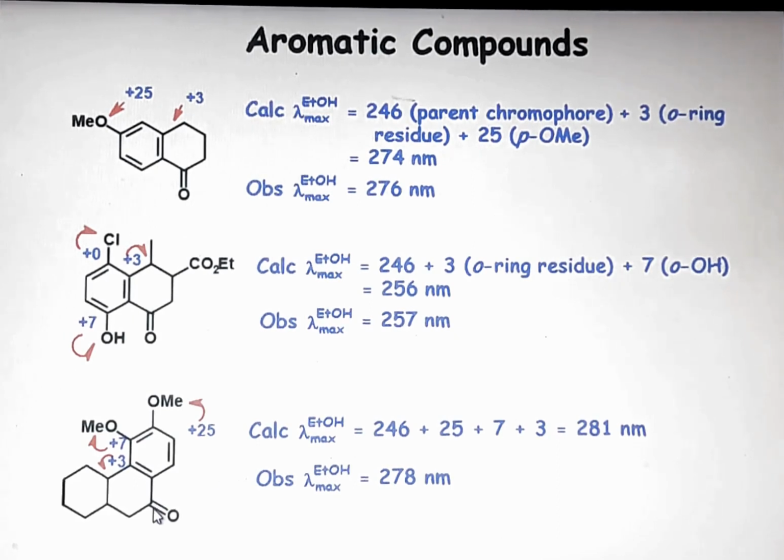Now the third example. In the third example, our system is starting from here. With respect to this system, this is ortho and this is ortho position. On ortho position we have one alkyl group, so we are adding plus 3 here. Now on meta position we have a methoxy group, so for that methoxy group we are adding 7. On para position, if we have a methoxy group, then we have to add 25, and the base value of this compound is 246. So the total calculated value for this compound is 281 nanometer and the observed lambda max value is 278 nanometer.